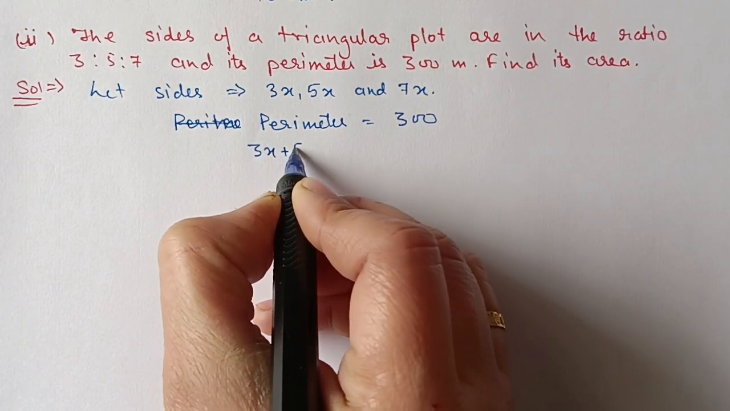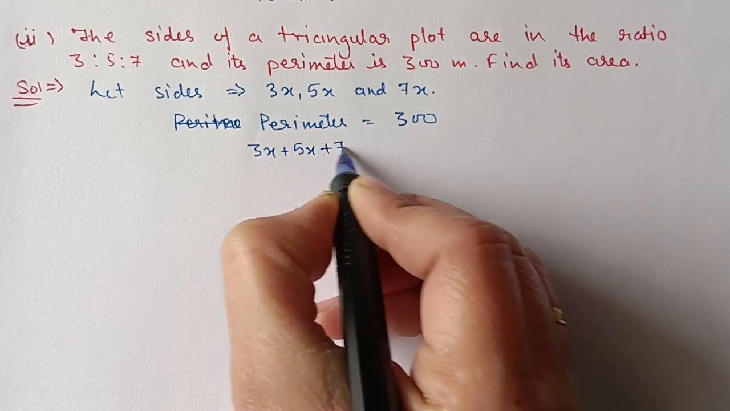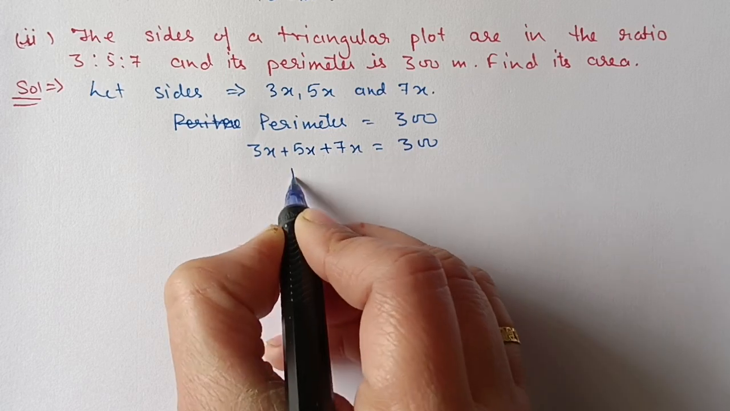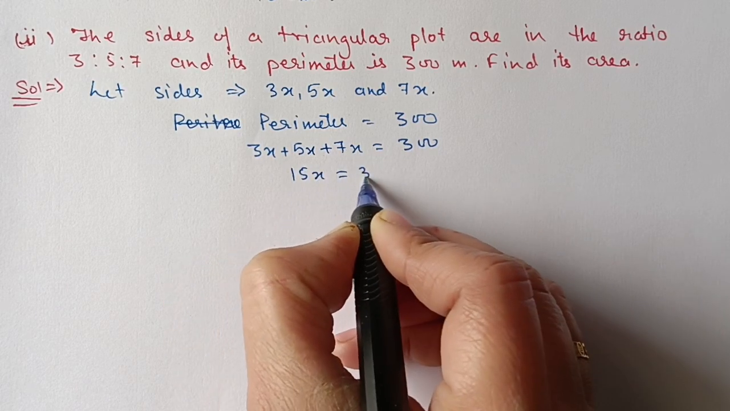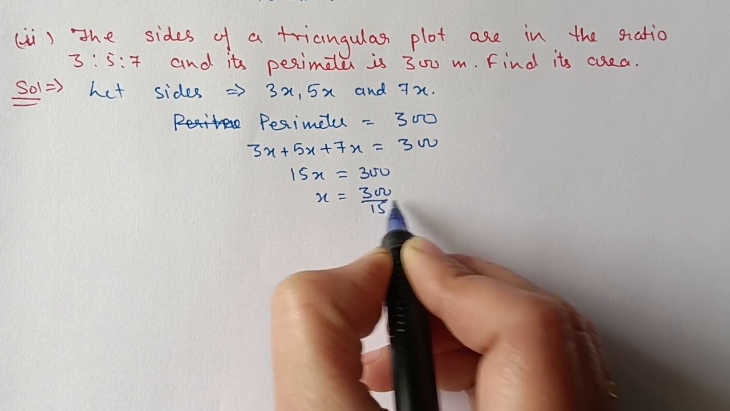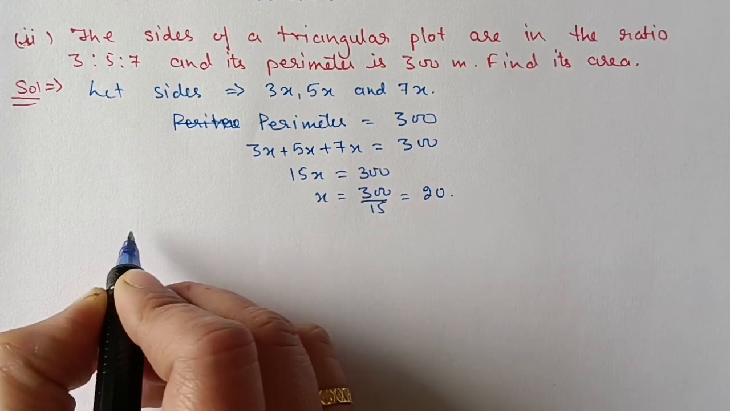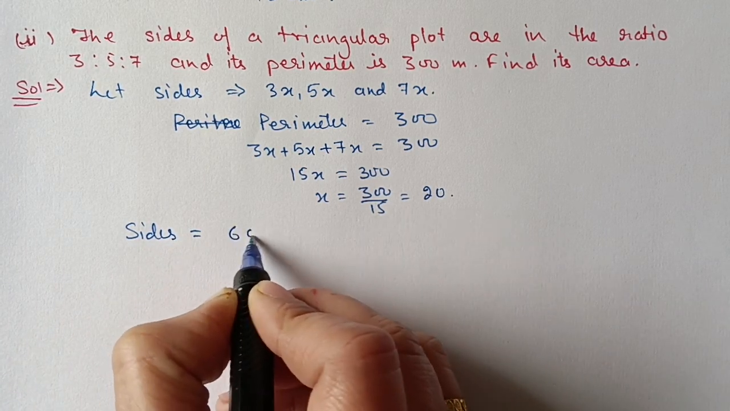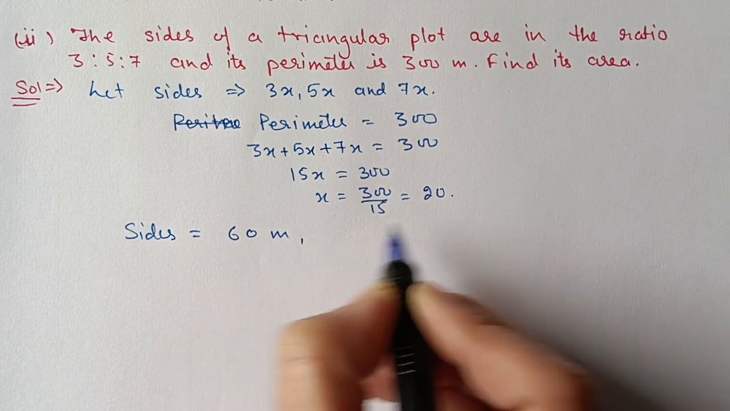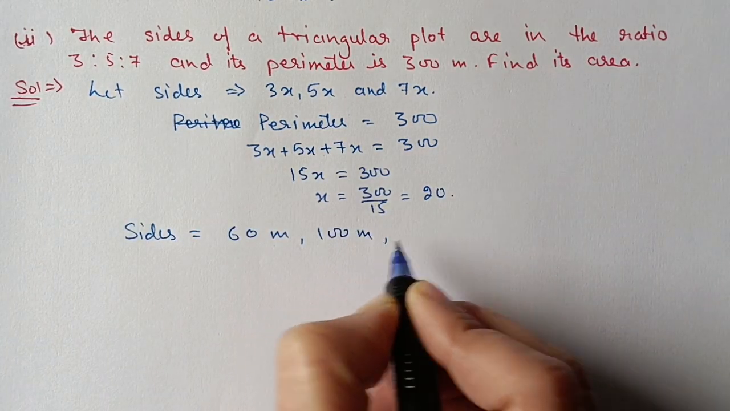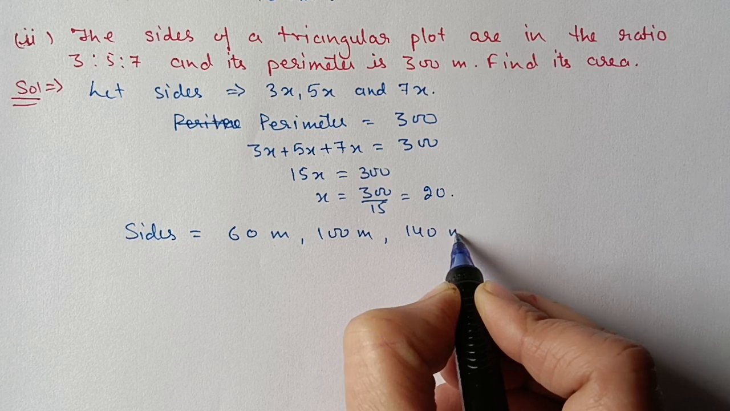3x plus 5x plus 7x will be equal to 300. 3 plus 5 is 8, plus 7 is 15, so 15x is equal to 300. It means the x value is 300 by 15, which is 20. So we will get the sides now. The sides will be 3 into 20, 60, and 5 into 20, 100, and 7 into 20, 140 meter.